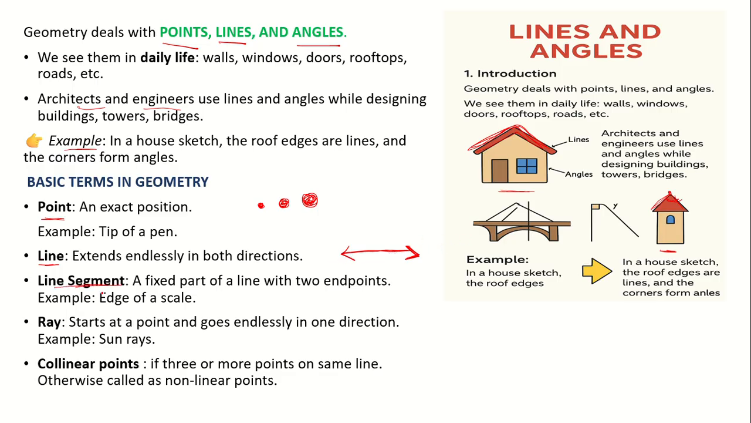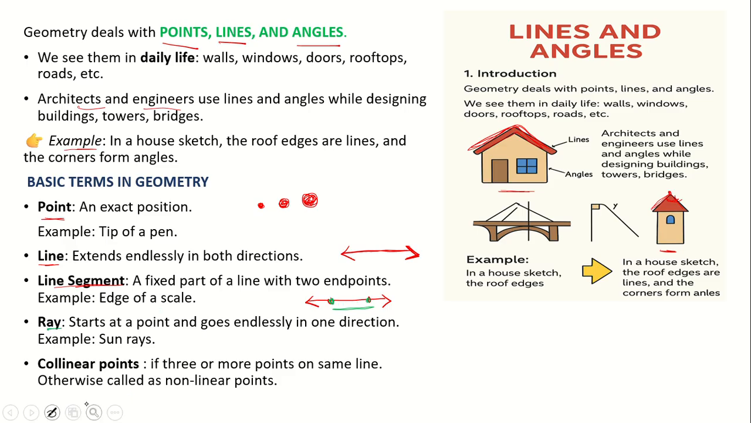Next, we have line segment. What is a line segment? A line segment has two fixed endpoints. A fixed part of a line is called a line segment. So here, what is your line segment? This part is your line segment. It has two fixed endpoints. This is one point and this is the other point.